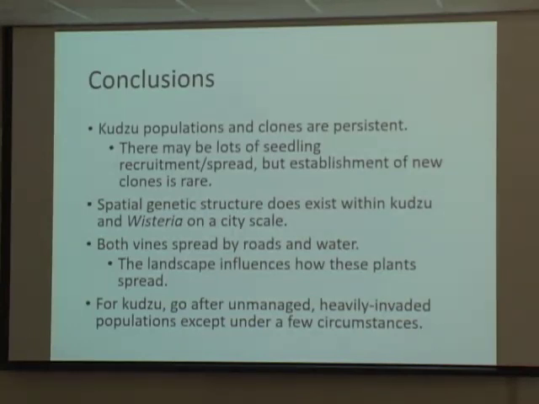So in conclusion, I've shown that kudzu populations and clones are persistent over long periods of time. There may be lots of seedling recruitment and spread, but establishment of new clones is rare. And when it does happen, it may cause a really big turnover in populations. Spatial genetic structure does exist within kudzu and wisteria on a city scale. Both vines spread by roads and water, but the landscape influences how these plants spread. And for kudzu, it's best to go after unmanaged, heavily invaded populations, except under a few circumstances.